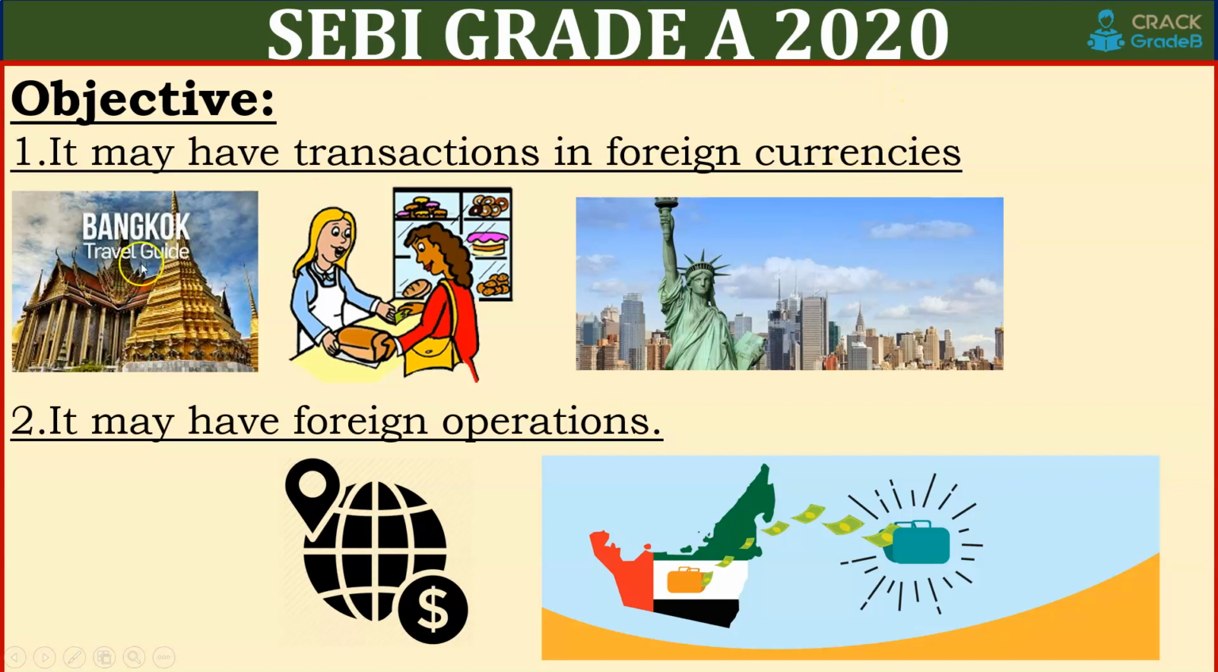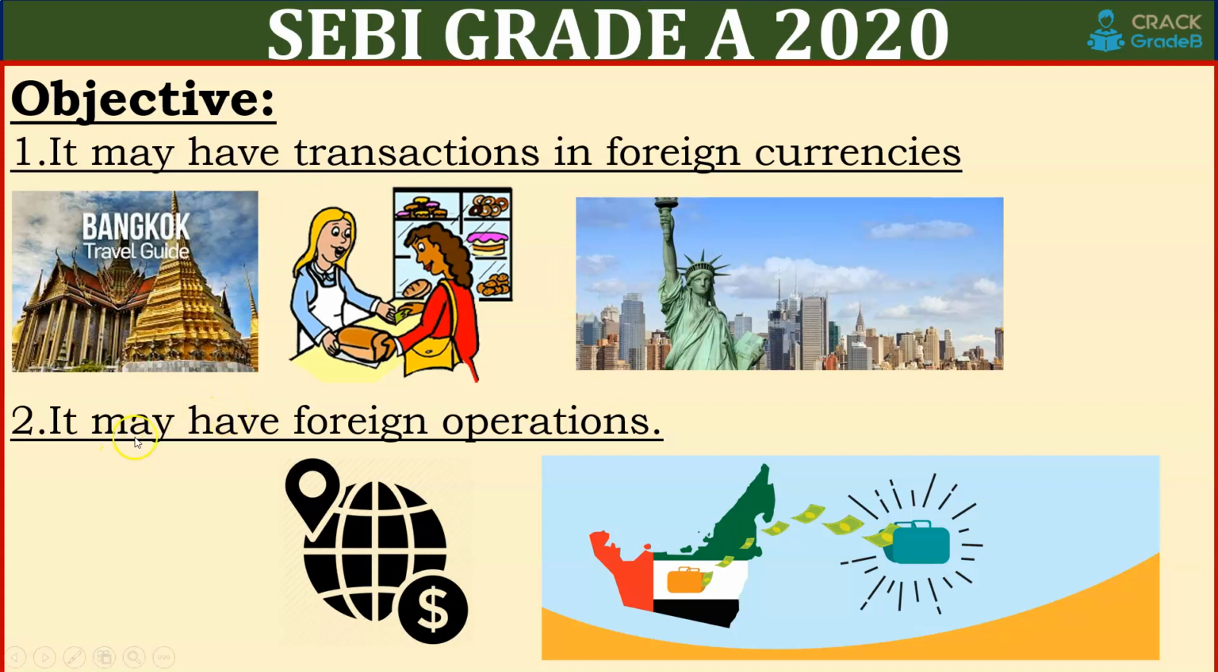So you need the currency of that place to travel there. Also, if you're buying something over there, say any food or dresses or anything you buy there, you need to pay them in their currency. So for that also you have undertaken a foreign transaction. So this is the example.